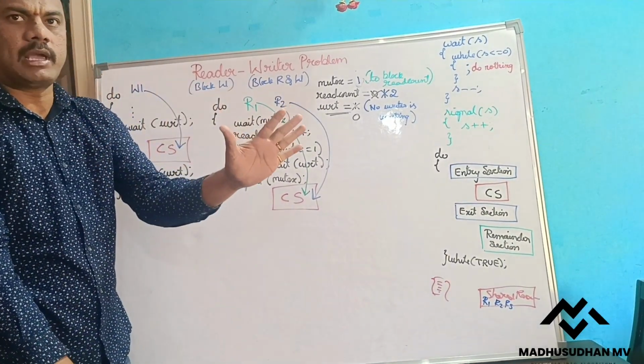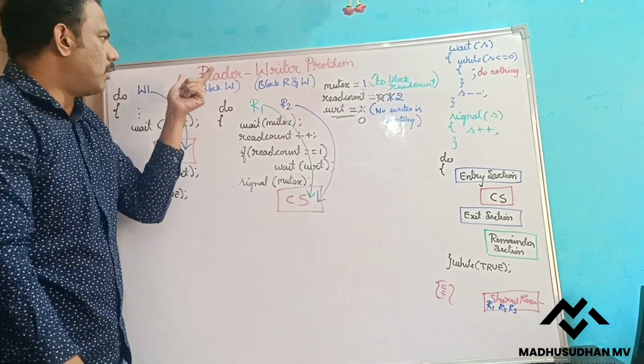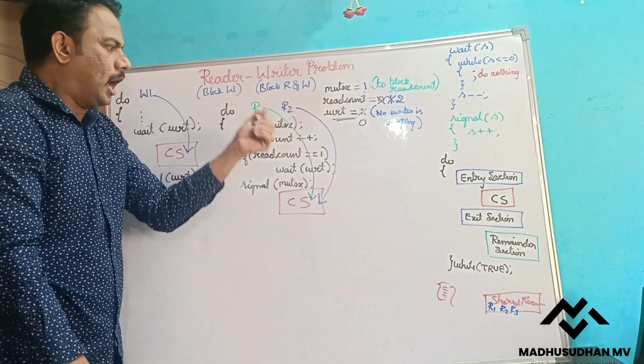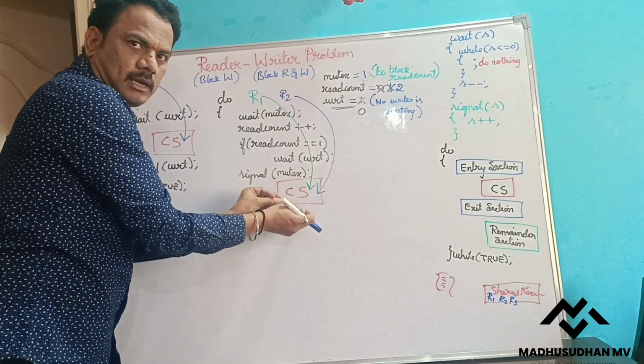So a reader is not blocking a reader itself. Reader is blocking only what? Reader is blocking only the writer. Assume now these two readers are there.